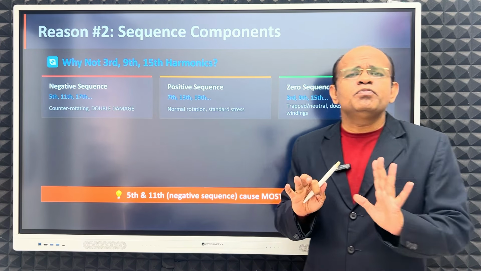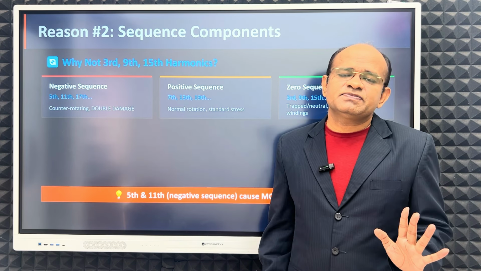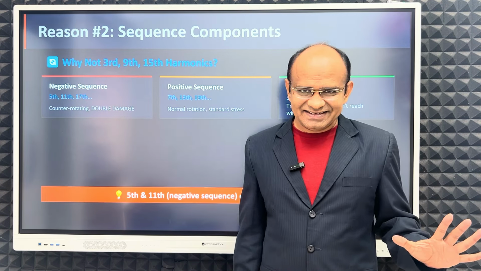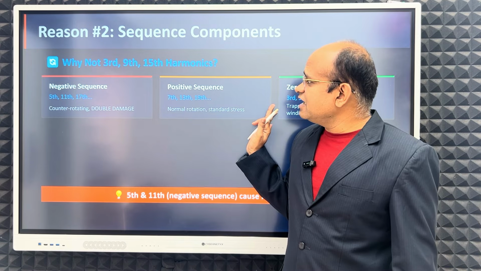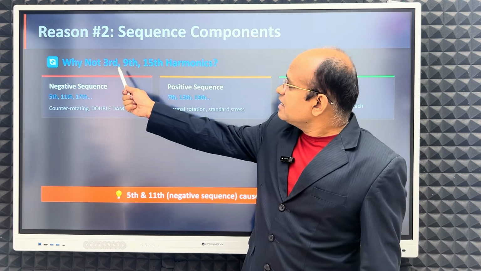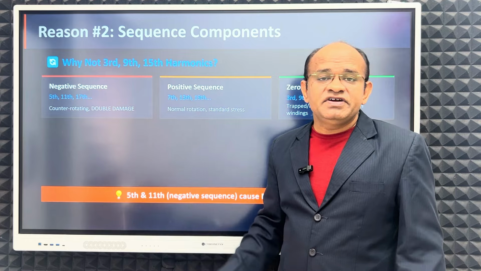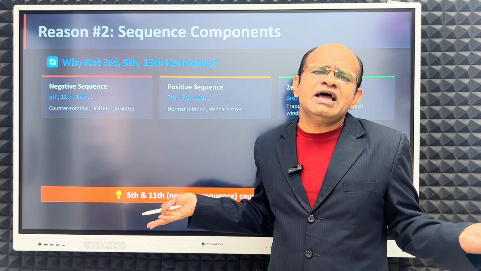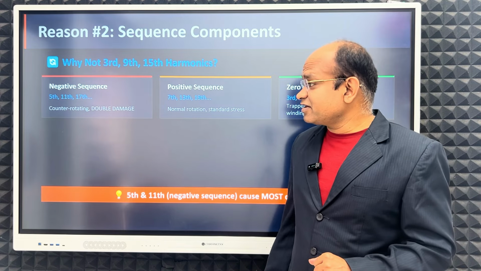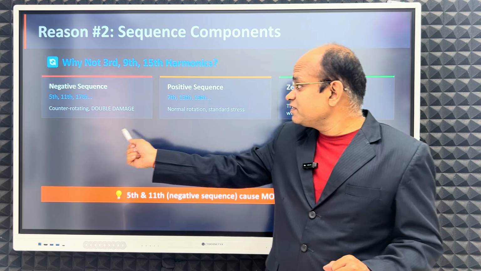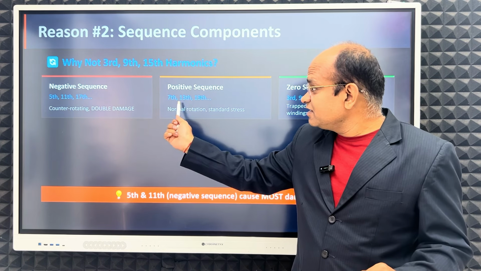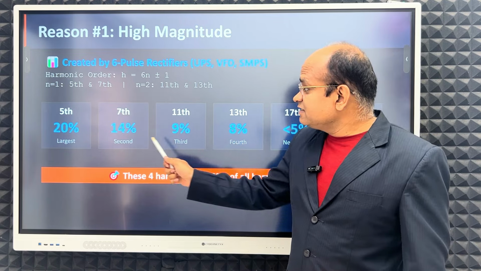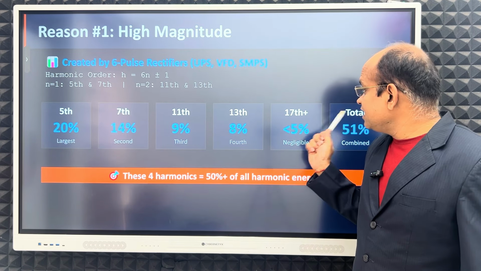So for the 9th or 15th, in both cases, whatever the connection of the transformer, it is getting neutralized and doesn't reach the windings. That is the reason the 3rd, 9th and 15th harmonics are not reaching the transformer, and that is why they are not damaging. Now the rest: 5th, 7th, 11th, 13th, 17th, 19th. But the main ones are the 5th, 7th, 11th, 13th and 17th.